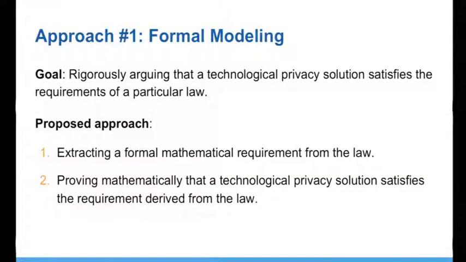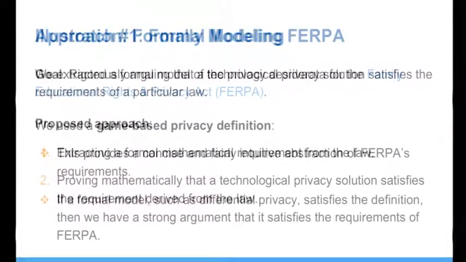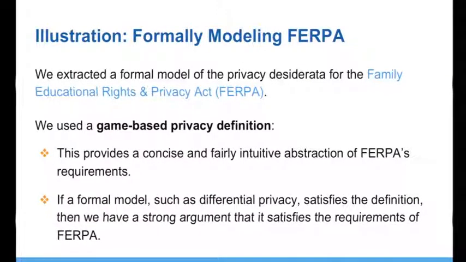The first approach aims to rigorously argue that a technological privacy solution satisfies the requirements of a particular law. It involves two steps. First, extracting a formal mathematical requirement from the law, and second, proving mathematically that a technological solution satisfies the requirement we derive from the law. And we've illustrated the application of this approach by bridging between differential privacy and the Family Educational Rights and Privacy Act, or FERPA, which is the federal law protecting education records.